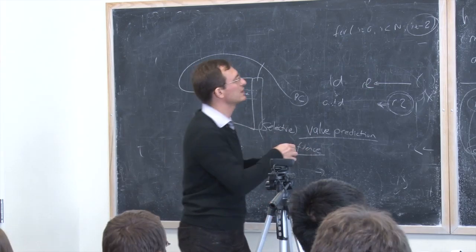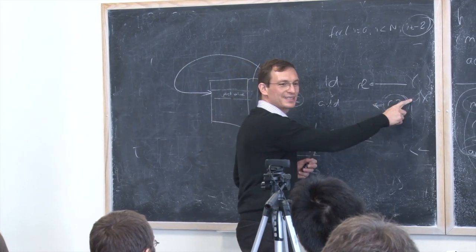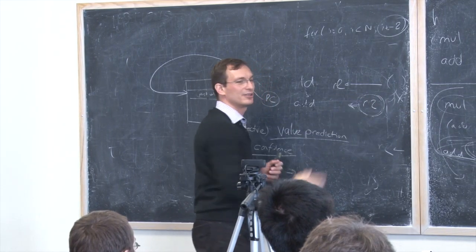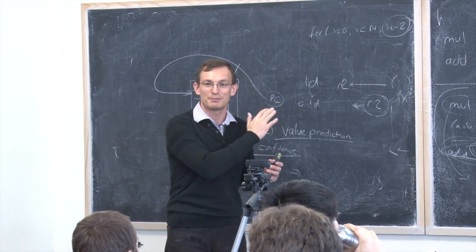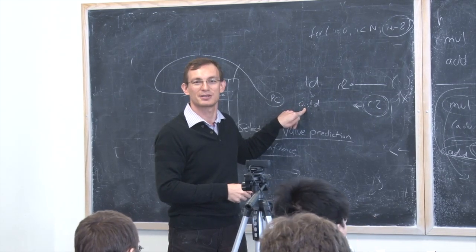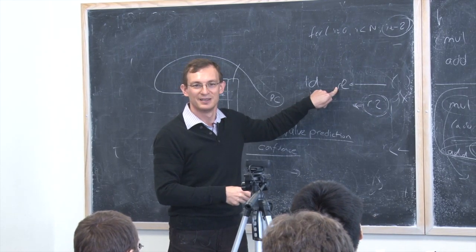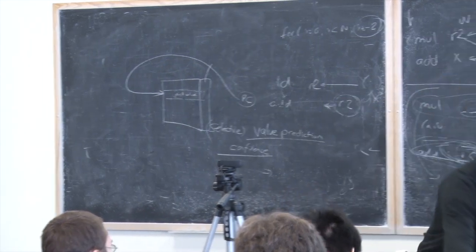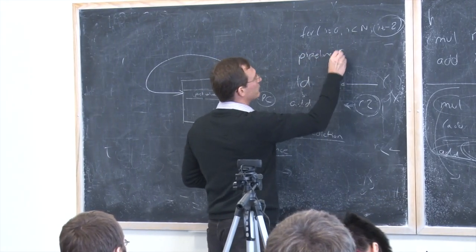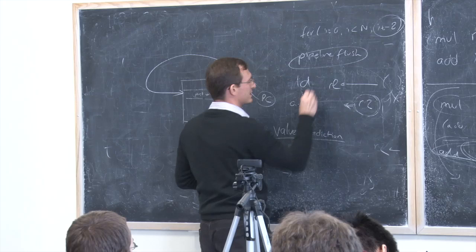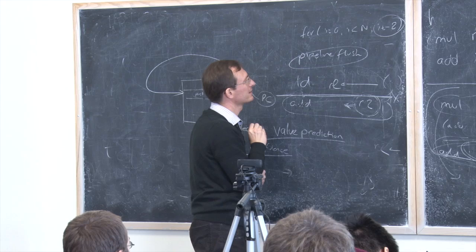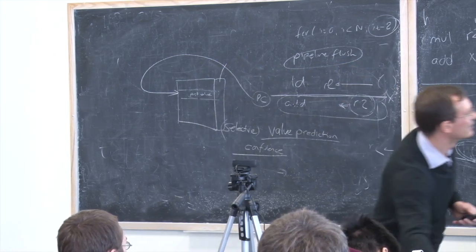You need to have this value to figure out whether your prediction was correct. Once you figure out your prediction is incorrect, you need to get rid of everything in the pipeline and restart the pipeline with this instruction and execute it with the correct value, now that the value is available. That's called a pipeline flush. And we'll need it for other kinds of speculation also. In this case, it's a full pipeline flush. Basically, you flush all of the instructions that are after this.